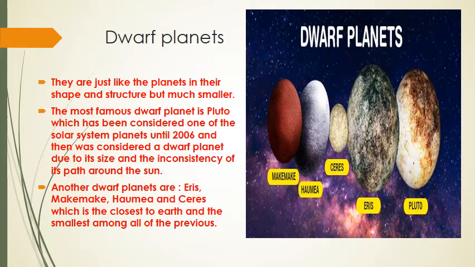The most famous dwarf planets, as I told you, except Pluto, are Eris, Ceres, Haumea, and Makemake. The closest to us is Ceres, and it's the smallest among all of the dwarf planets. Makemake has a very characteristic color. It has a little pinkish color because of some chemical reactions happening on its surface, which cause this color. Now let's watch the next video about dwarf planets.